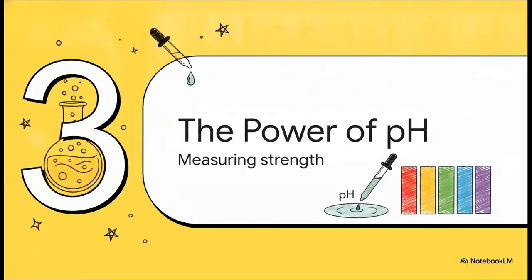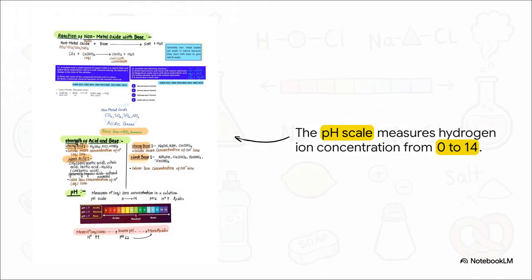Section 3, the power of pH. So we know how these substances react, but how do we accurately measure exactly how strong they are? Enter the pH scale. It's basically our universal ruler for measuring hydrogen ion concentration, mapping everything out from 0 to 14. A pH of exactly 7 is perfectly neutral, just like pure water.